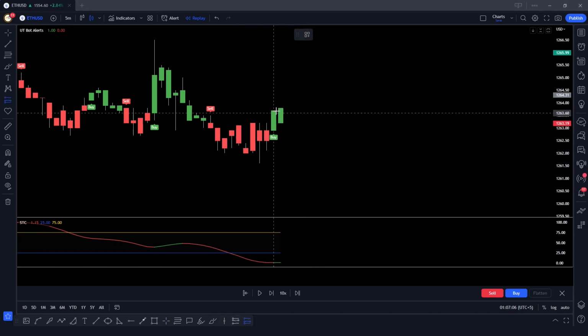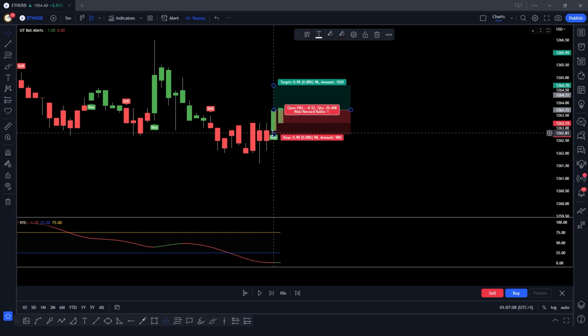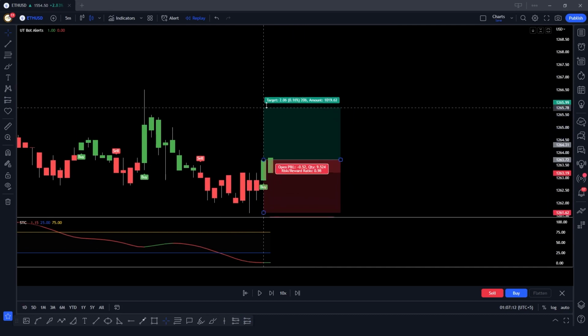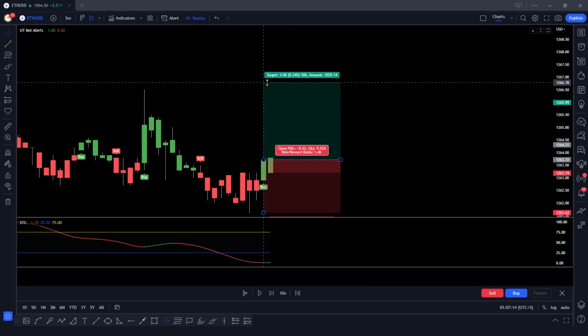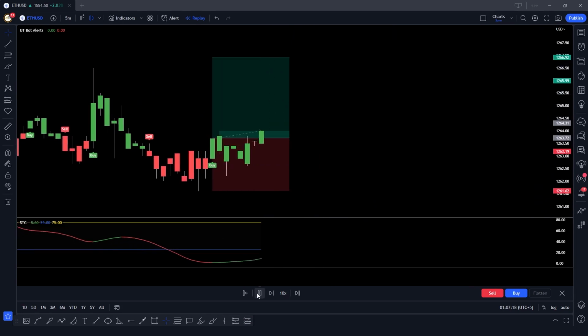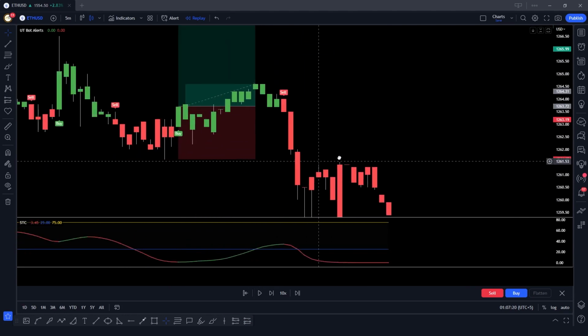So if we take a long position at the close of this candle, and if we put our stop loss at the last swing low, and if we are targeting a 1.5 risk to reward ratio, when we forward play the market, you will see that this trade did not go in our favor. As you can see here, the stop loss was hit.